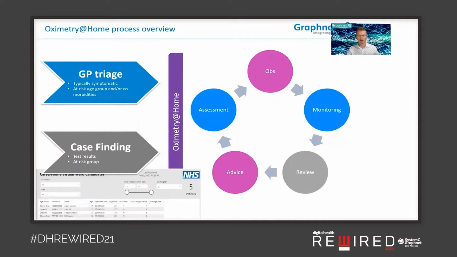In areas like Frimley, Berkshire and Greater Manchester, CareCentric is being used to manage patients with COVID-19. At the very start, there are typically two routes into that programme: individuals presenting with symptoms directly, or a proactive case finding route.